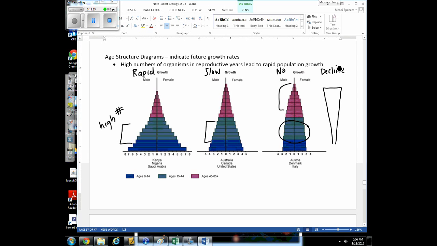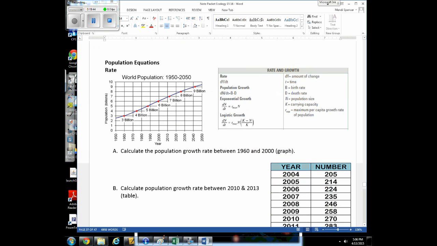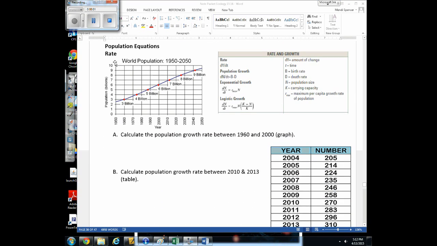So for these age structure diagrams, you should be able to look at them and indicate whether a population is going to increase or decrease just by the distribution of age groups. If you look at the top of your formula sheet, this whole area is dedicated to population growth. There are different ways that we can calculate population growth, but every single one of these formulas is a way to calculate population growth rate.